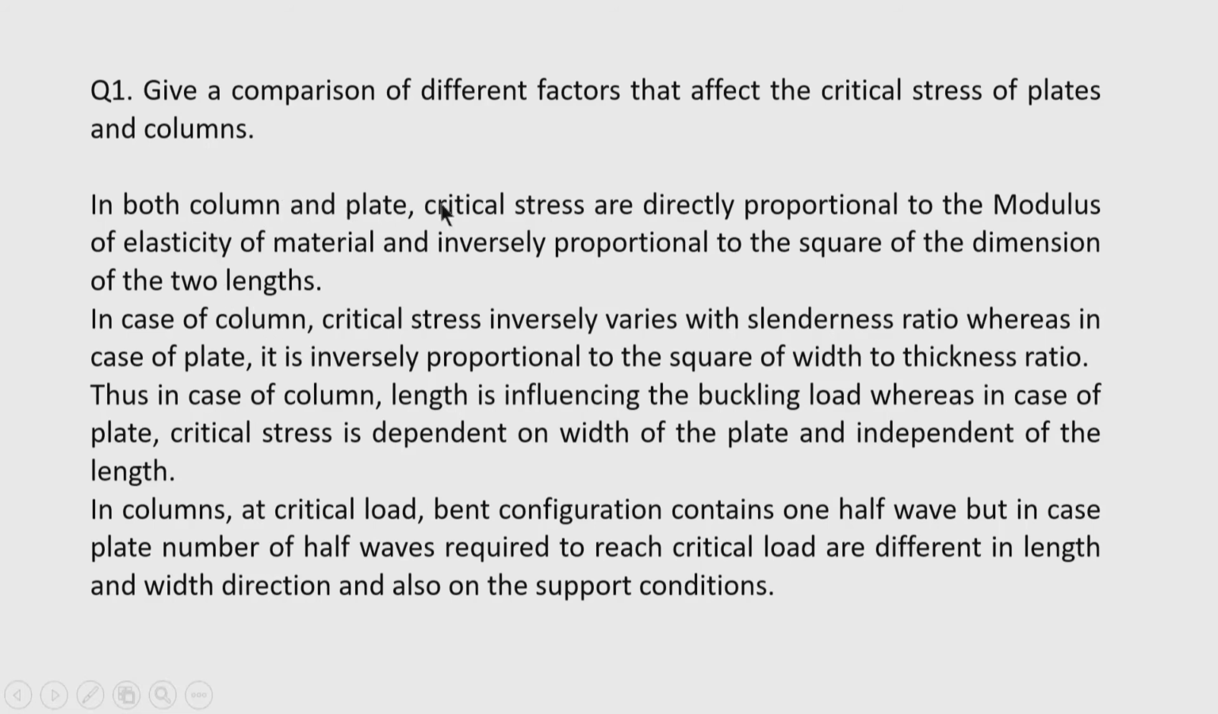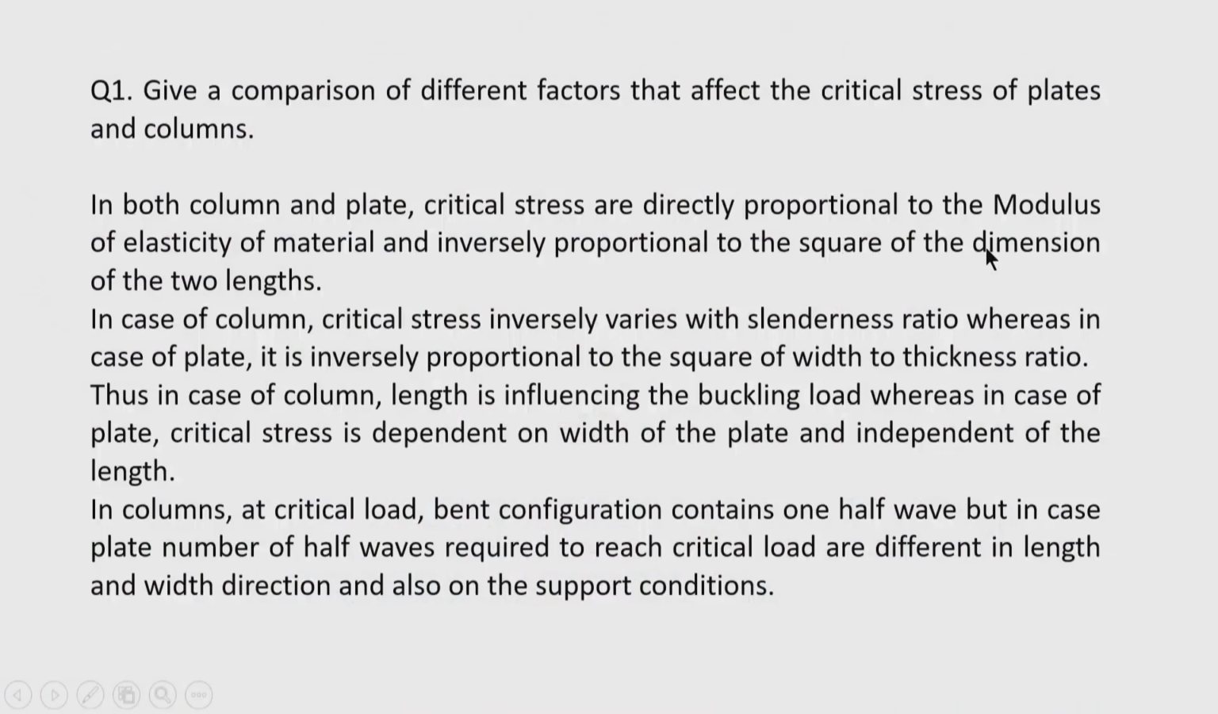In both column and plate, critical stress is directly proportional to the modulus of elasticity of the material, as you have observed, and inversely proportional to the square of the ratio of the two dimensions. In case of plate, the two lengths are the width of the plate and thickness, if the compression is along the length. In case of column, the two dimensions are the length of the column and the radius of gyration. Okay. So, this difference you have noted.